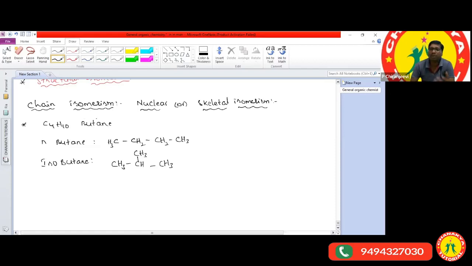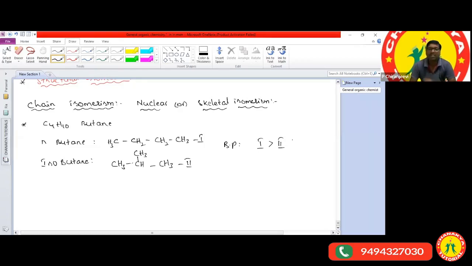Now, which physical property can we use to differentiate them? Boiling point. If you see N-butane and isobutane, which one has the greater boiling point? N-butane has the greater boiling point than isobutane. First, I'll write the numbering: for this one the first number, and for this one the second. Which one has the greater boiling point? The first structure has the greater boiling point than the second structure.